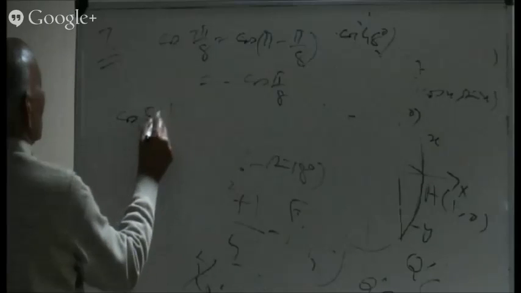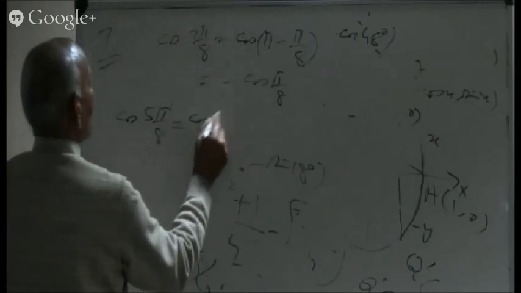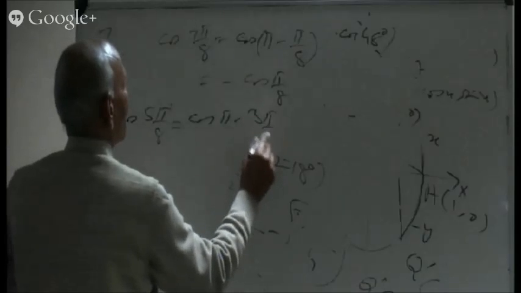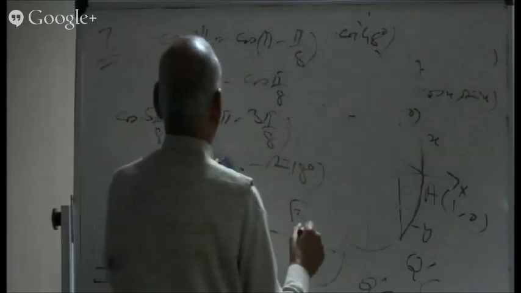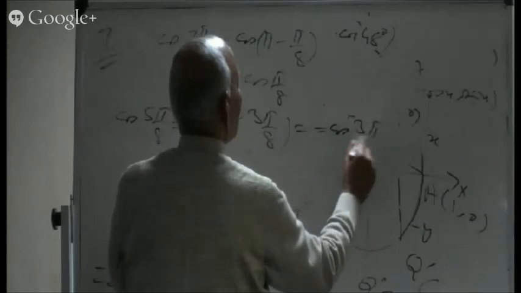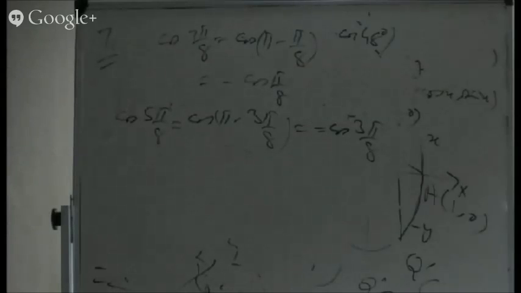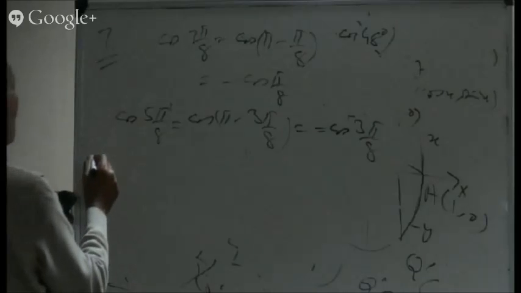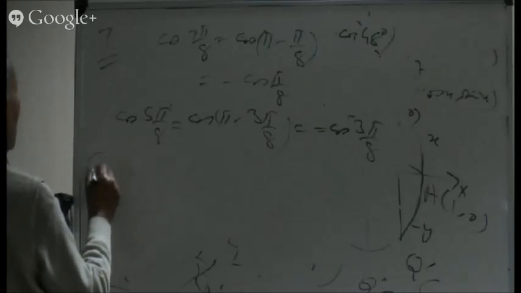And the same is the situation with cos of 5 pi by 8. Look upon this cos of 5 pi by 8. We can write it as cos of pi minus 3 pi by 8, and this will give you minus cos of 3 pi by 8. So now in total, what can you write? Cos of pi by 8 into this term I can write first. Now look upon your left hand side, the given expression.